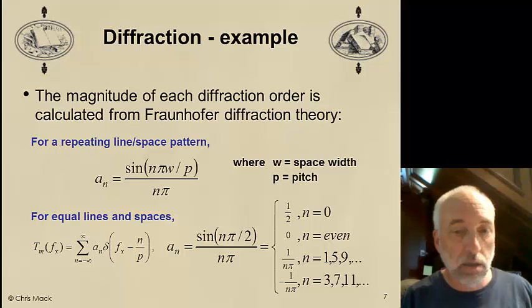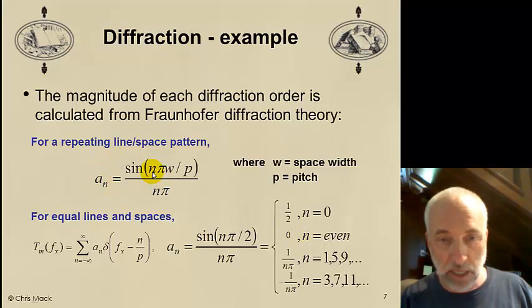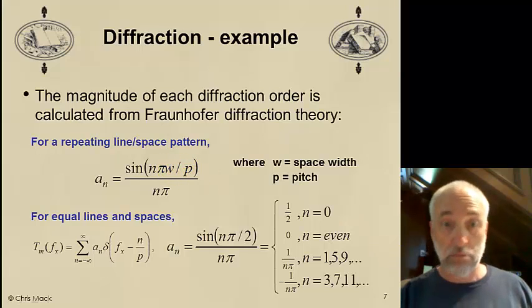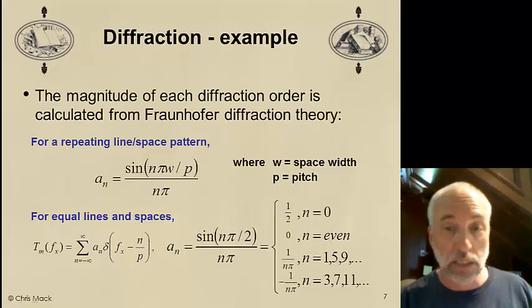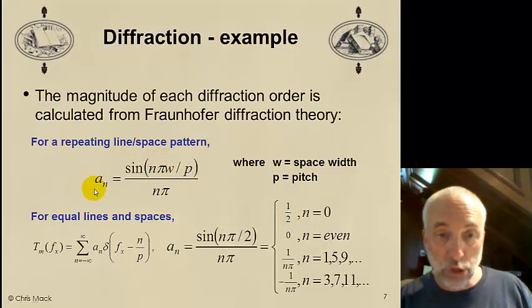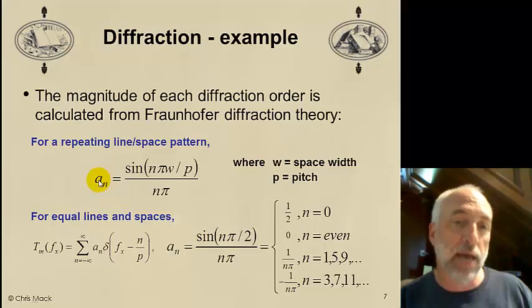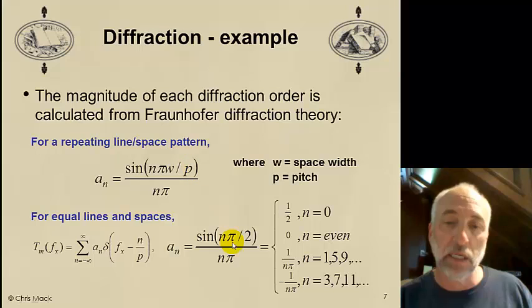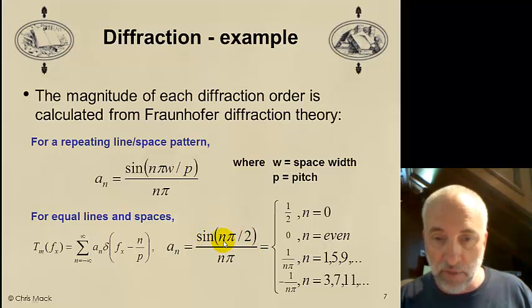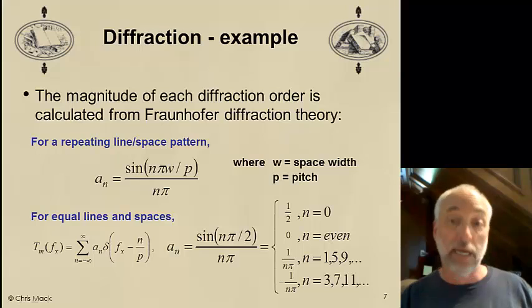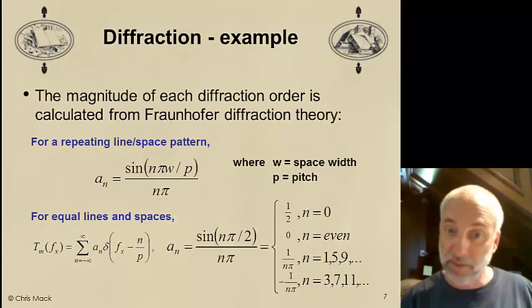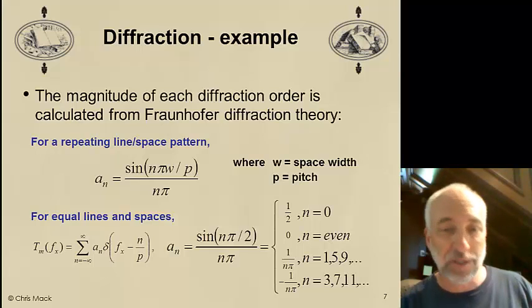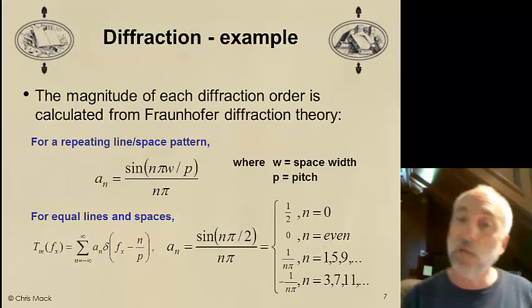Now, for the case of equal lines and spaces, I know something about W over P. W over P is 1/2 if I have equal lines and spaces. So now my general repeating line space pattern amplitude becomes very specific values when W over P is 1/2. Why? Because this is sine of some integer times pi over 2. And I know what those values are. First, n equal to 0. I have to do a little bit of a limit. And the limit as n goes to 0, I find that the amplitude is 1/2.